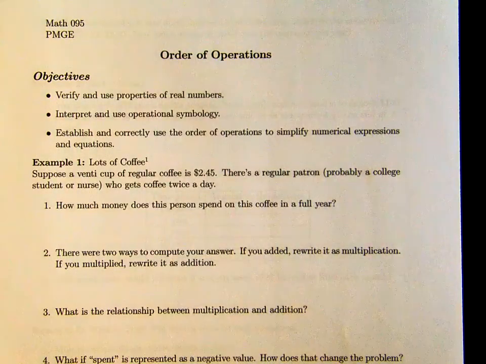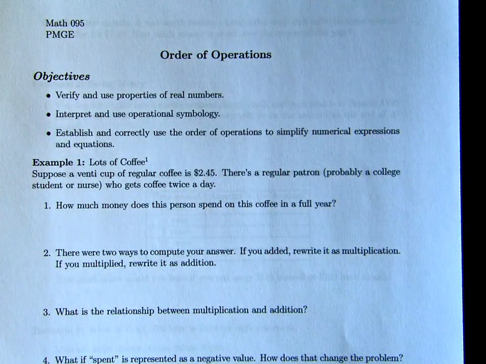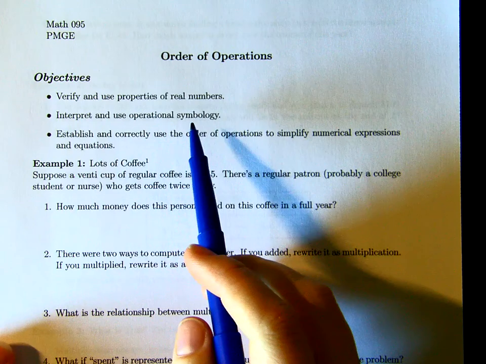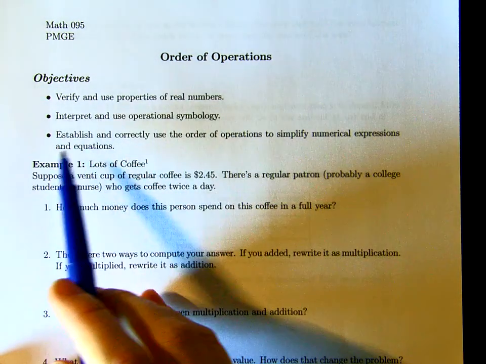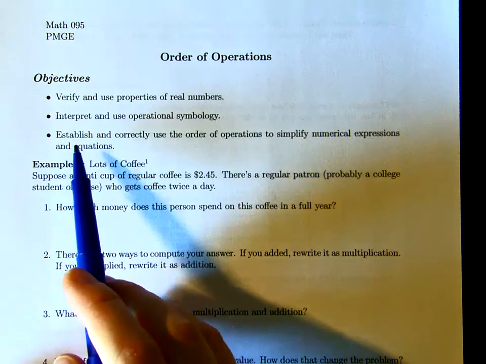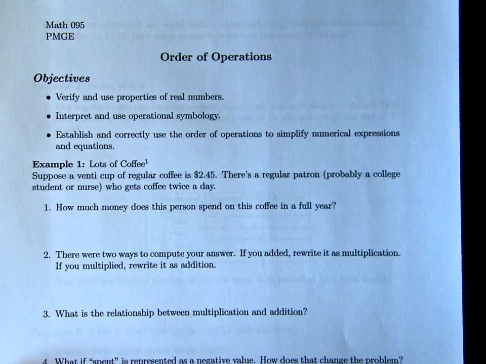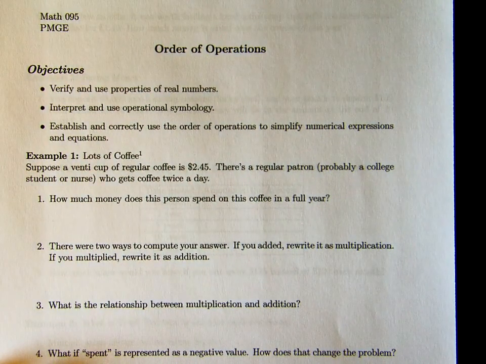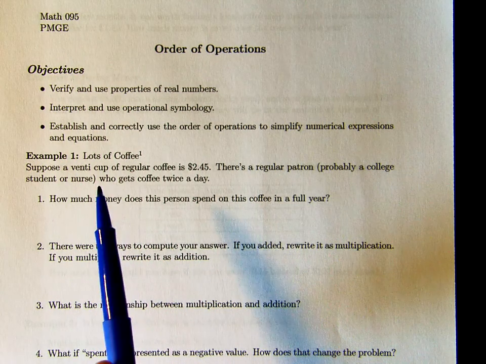All right, let's talk about the order of operations. So we're going to talk about real numbers and the operations on them. Really, we're going to re-establish, maybe not establish, but refresh on and correctly use the order of operations. Okay. In example one, we are looking at lots of coffee.